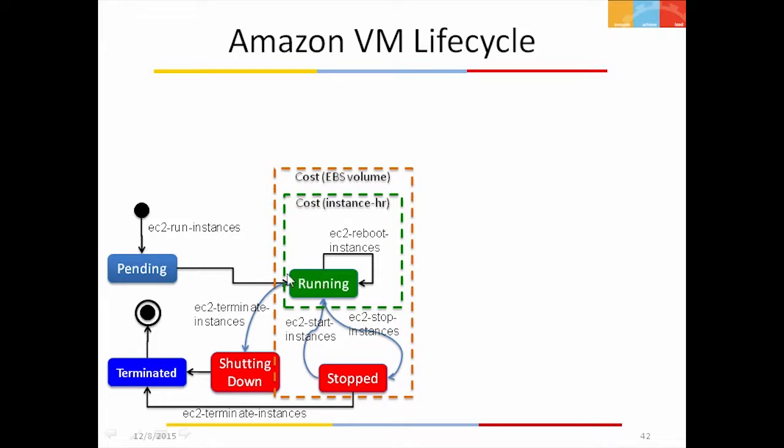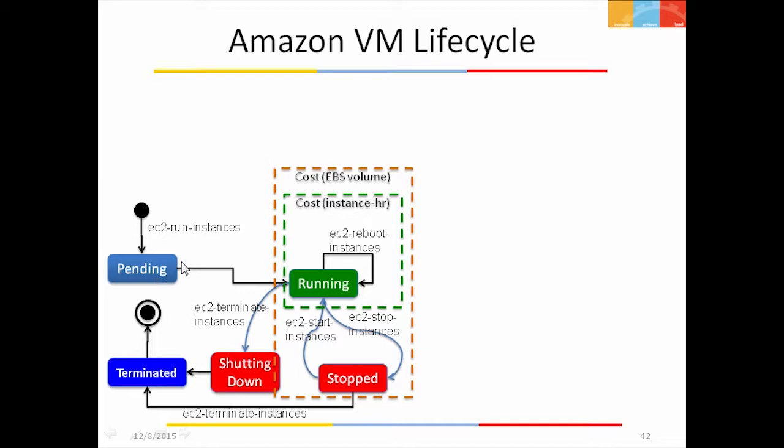Or from the running state, you can completely shut down the VM. So it's called terminate instance. So here from running, you can send a command called EC2 stop instance. Then from the stopped instance, you can say EC2 start instance. From running, you can say EC2 terminate instance. It becomes the shutting down state, and then it gets eventually terminated after some time.